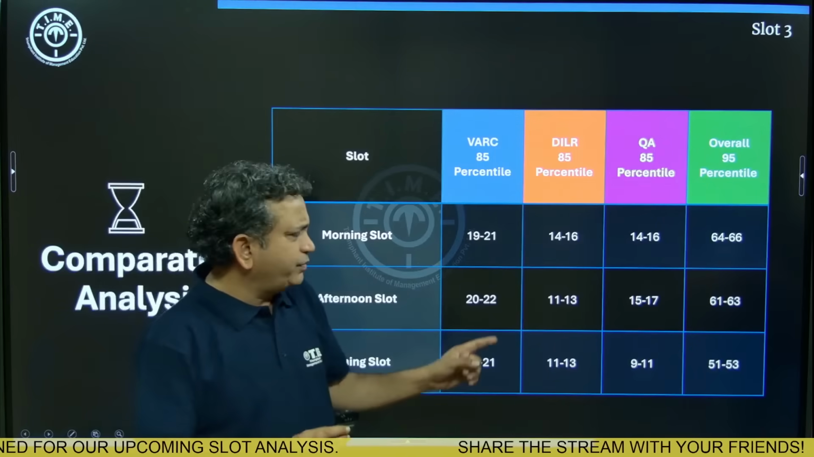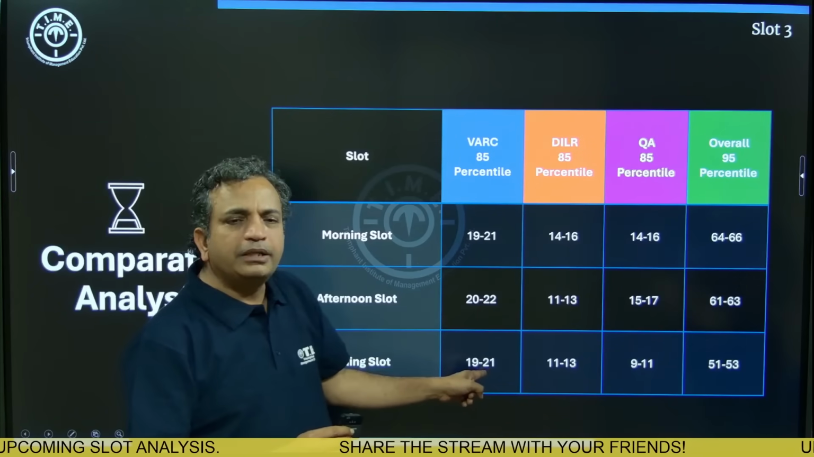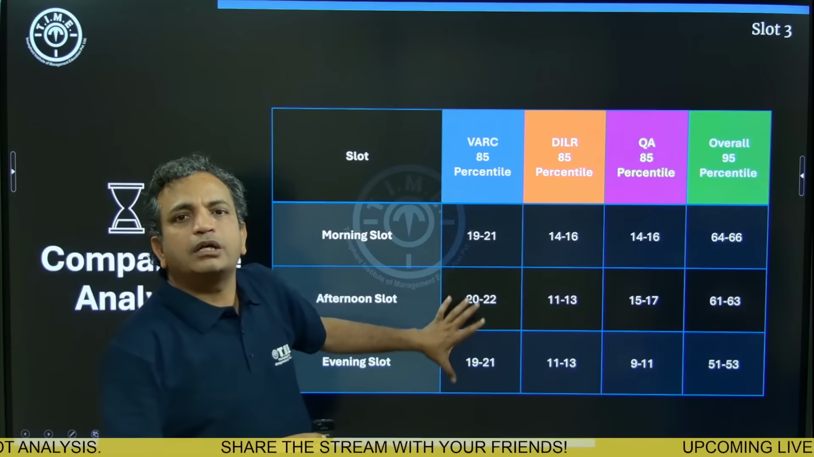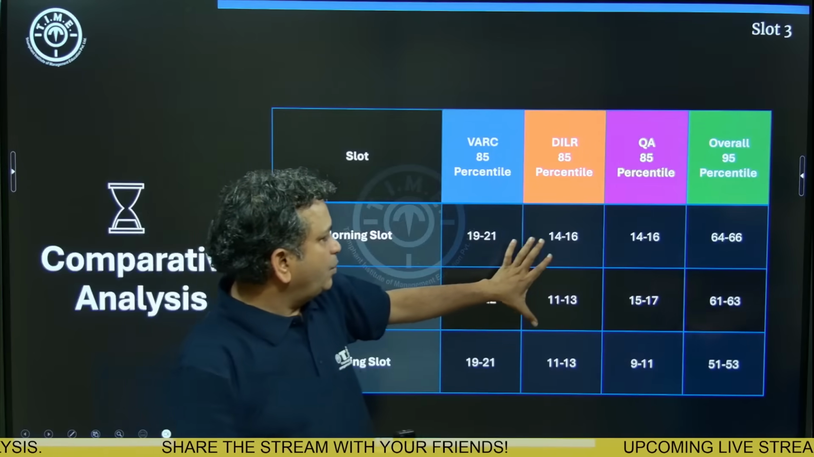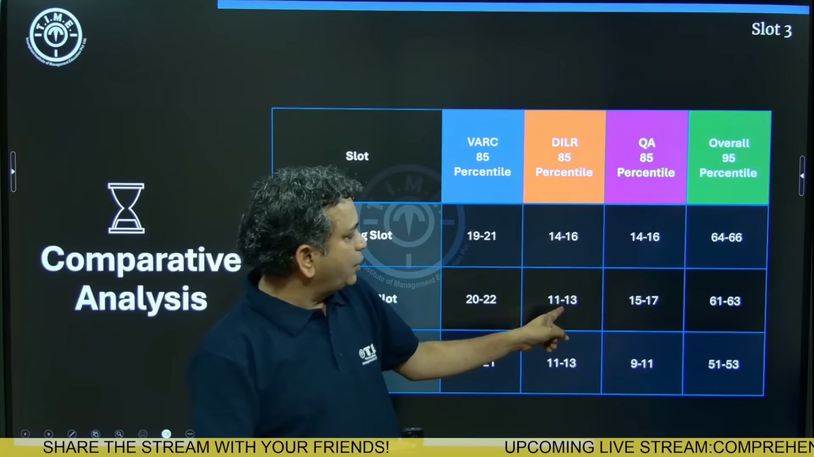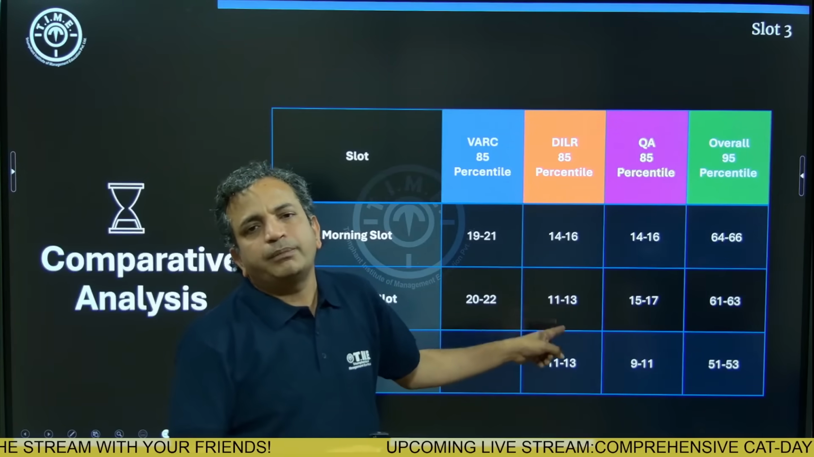Now, again, there's not too much of a difference. The middle number here is 20, the middle number here is 21, and it's 20 back here again. So there's not much of a difference overall across slots in the VRC section. Whereas in the DILR section, 15 is the number here and it dropped to 12 and 12. So the afternoon slots became tougher.